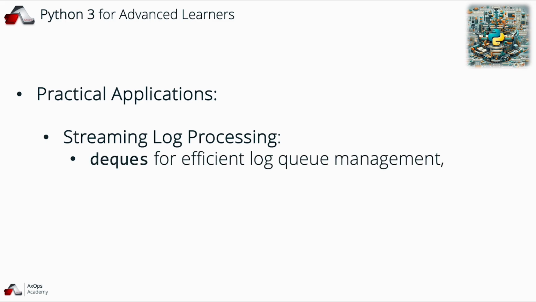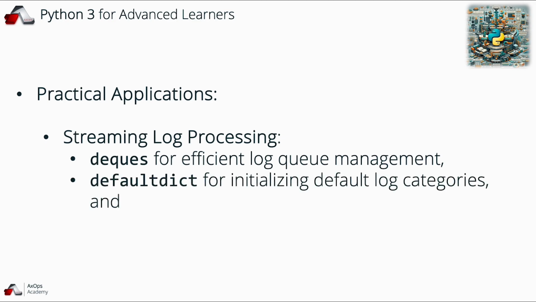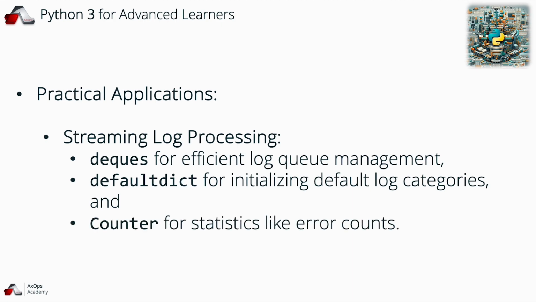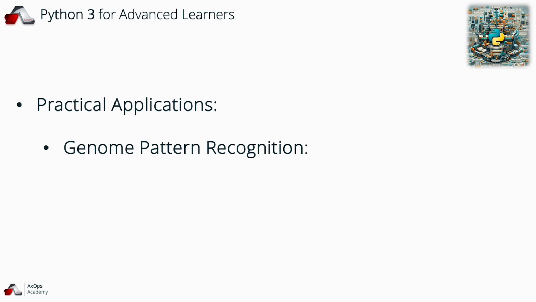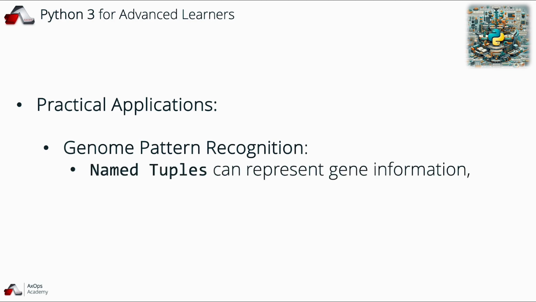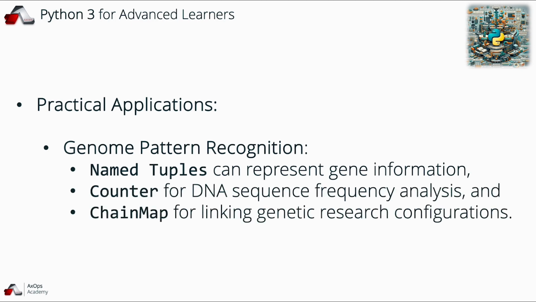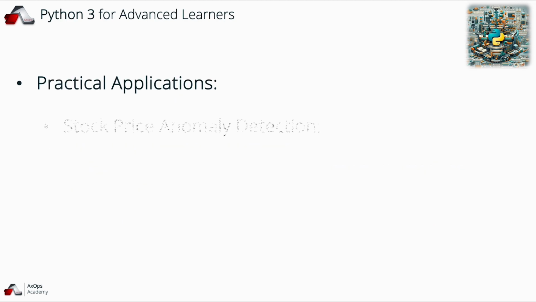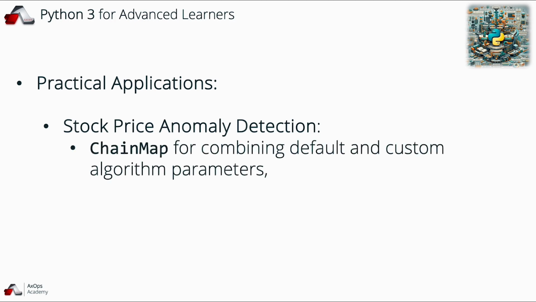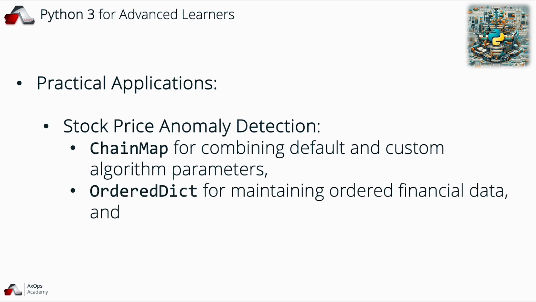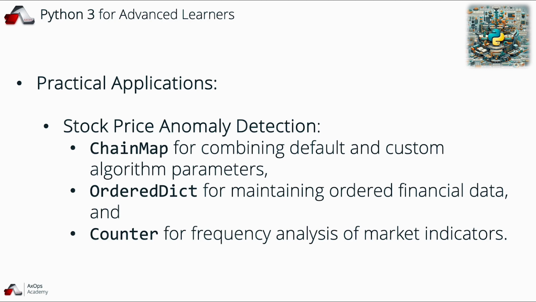Deques can be used in streaming log processing for efficient log queue management. Then we have defaultdict, which can be useful for initializing default log categories, and Counter, which can be useful for statistics like error counts. In the context of genome pattern recognition, named tuples can represent gene information, Counter can be used for DNA sequence frequency analysis, and ChainMap for linking genetic research configurations, for example. And in our third use case, stock price anomaly detection, ChainMap, for instance, can be used for combining default and custom algorithm parameters, OrderedDict for maintaining ordered financial data, and Counter for frequency analysis of market indicators, for instance.